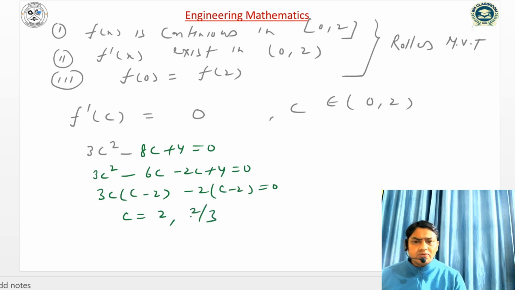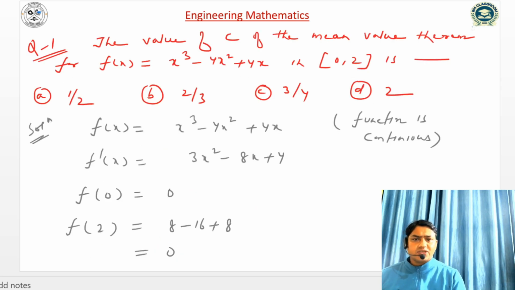But 2 cannot be accepted because the point c must be in between 0 and 2. So 2 is not acceptable. So 2 by 3 is acceptable. So c is equal to 2 by 3. If I see the options, option B is correct, 2 by 3.